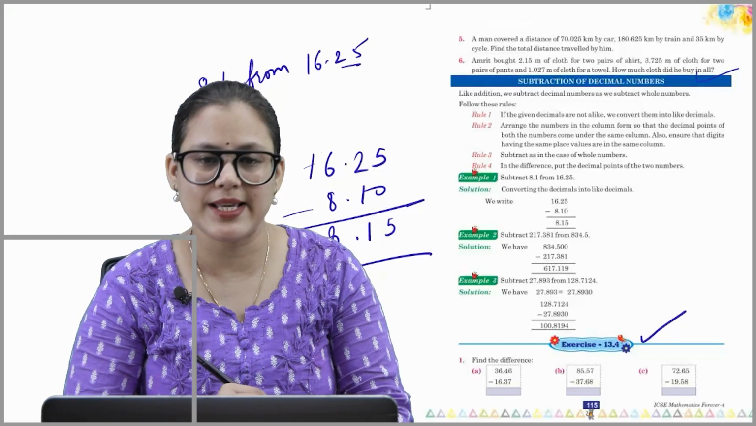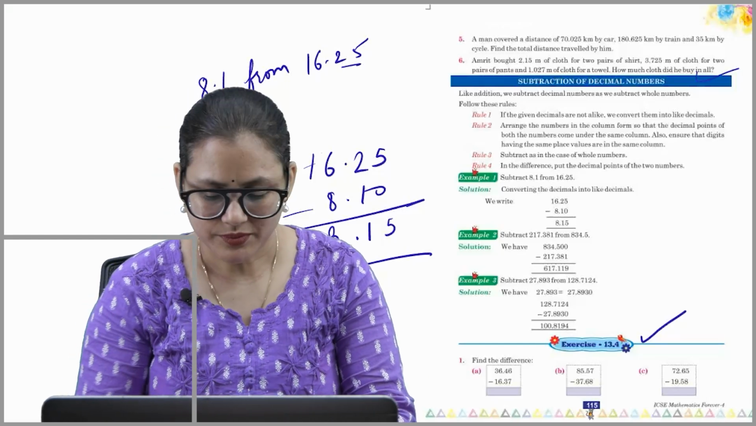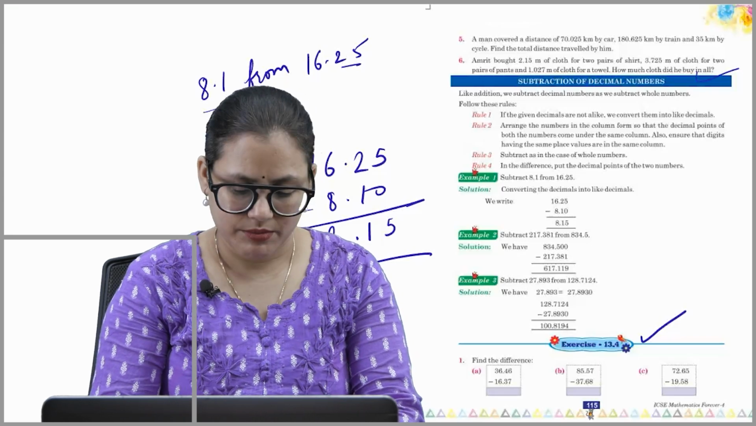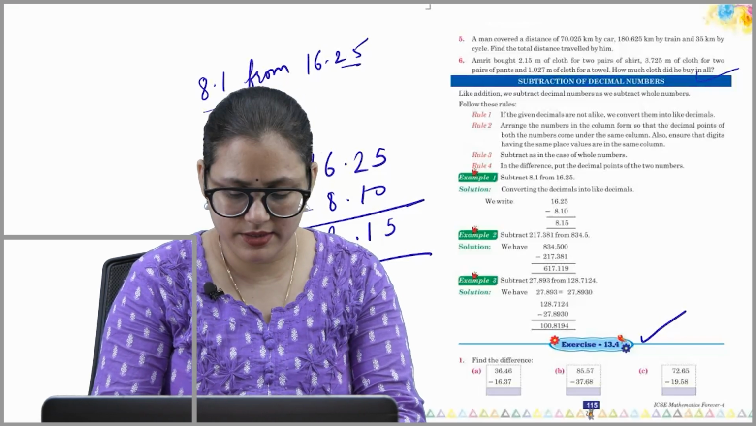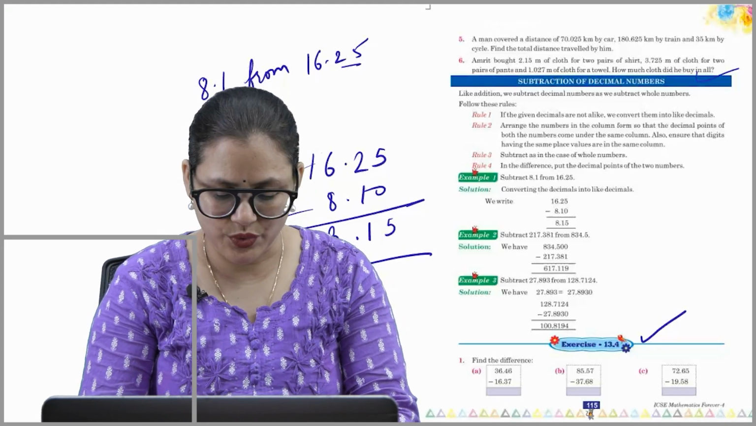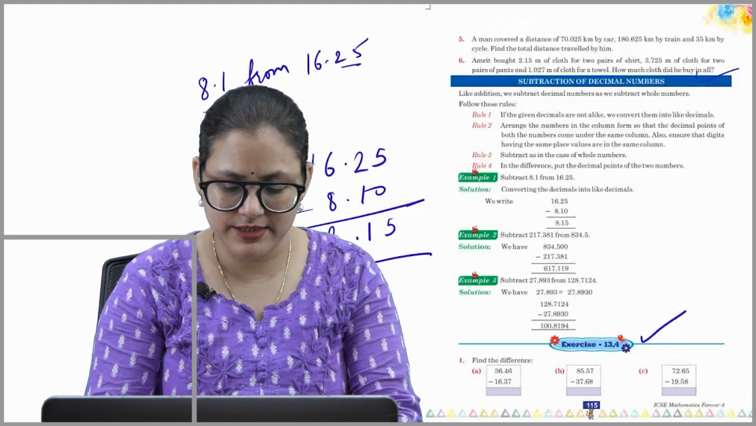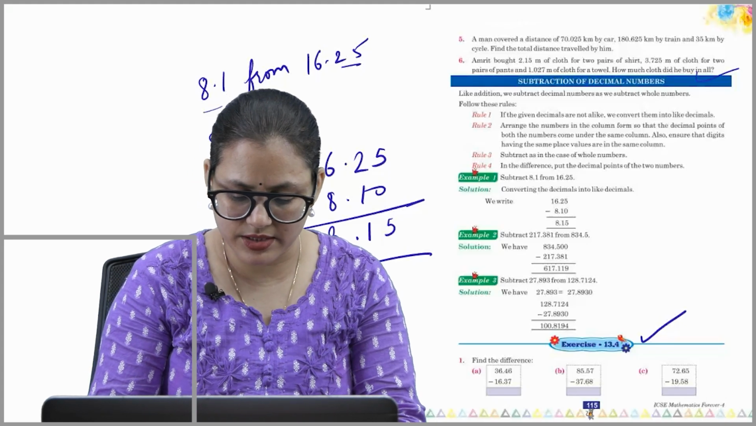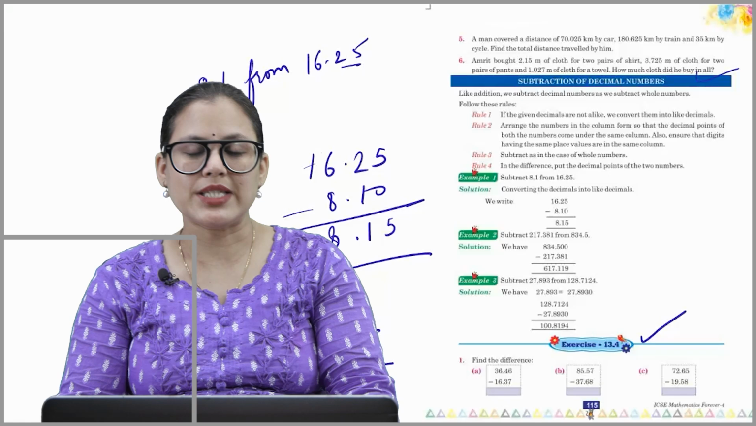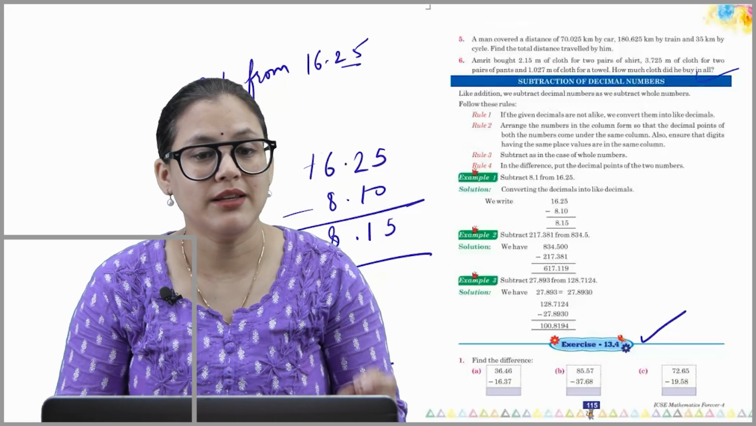Okay, now let's do exercise 13.4. 36.46 minus 16.37. Okay, you cannot subtract 7 from 6, so you will borrow from here. 16 minus 7 is 9, 4 minus 3 is 1, decimal. 6 minus 6 is 0, 3 minus 1 is 2. So 20.09 is the answer.